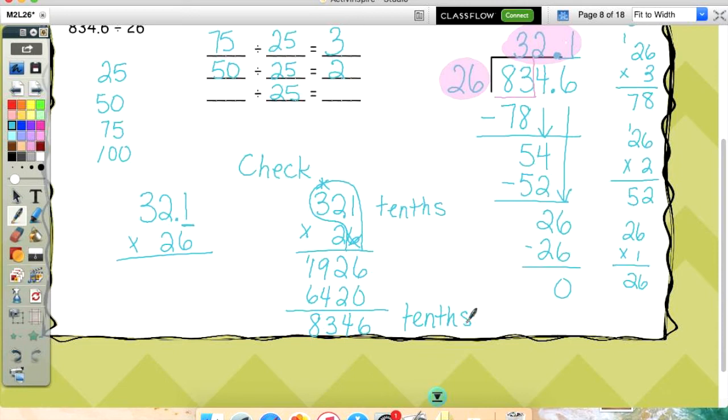Okay, so I got 8,346 tenths, which is the exact same thing as 834.6. And my arrow's going to be on the other side today, but it does match. Okay? All right, let's go to the next one.